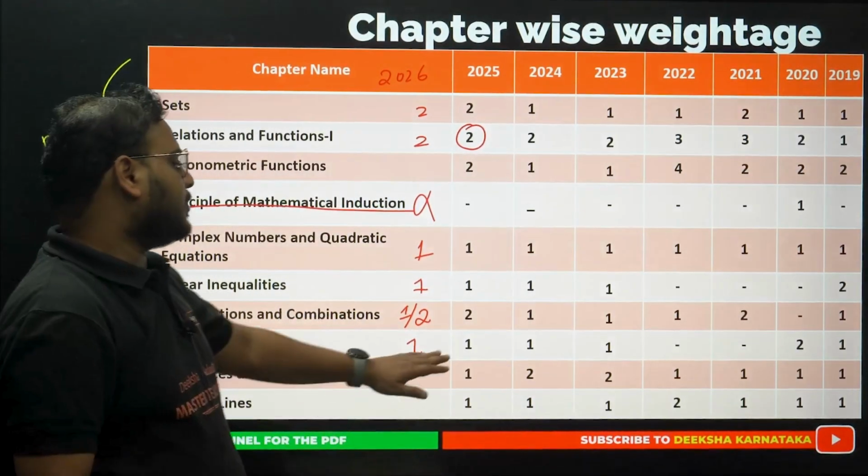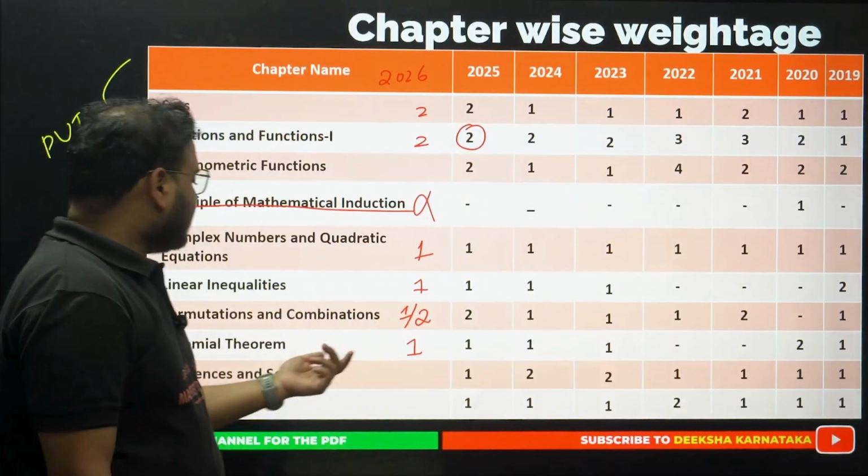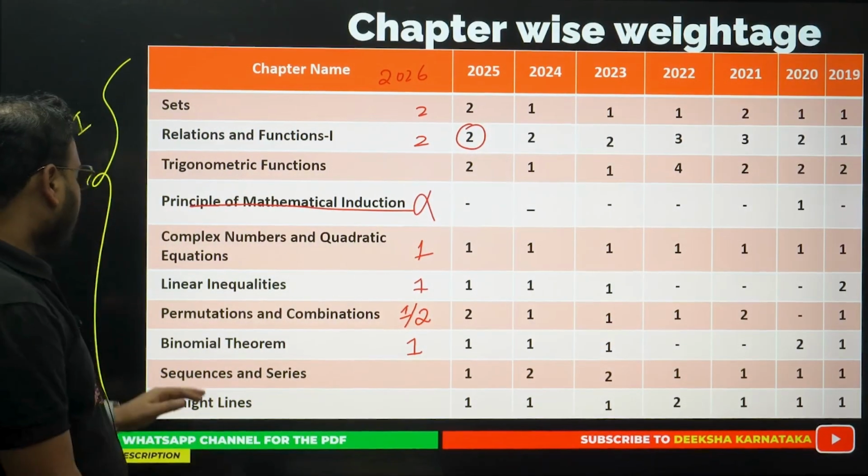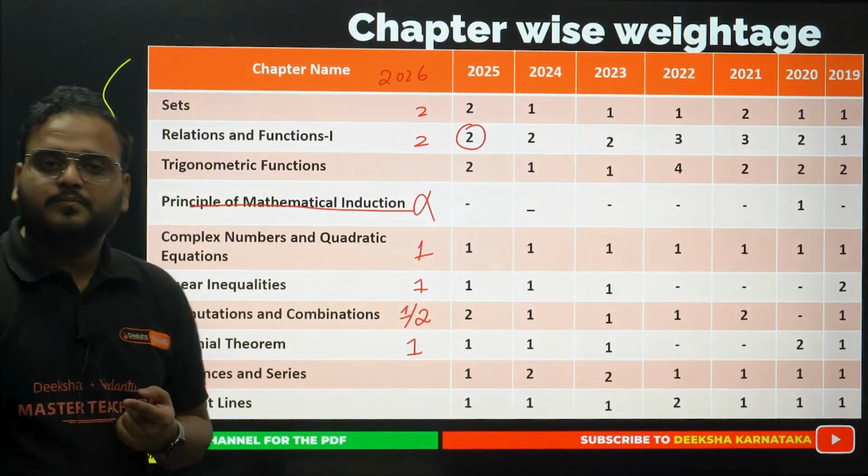You can see here either 1 question. In 2022 they didn't ask any question, and in 21 they didn't ask any question. So you can expect either 1 question or no question from this chapter as well. Sequence and series: you have 1 question, 2 questions like that. This year there was a question on GP, I think.